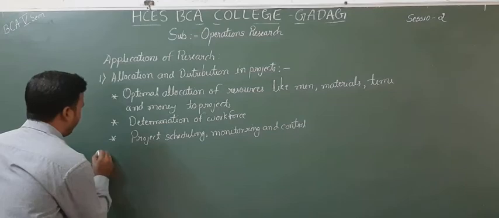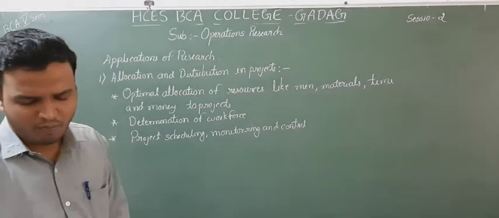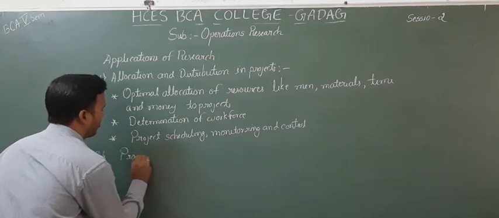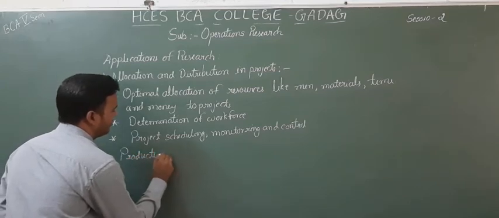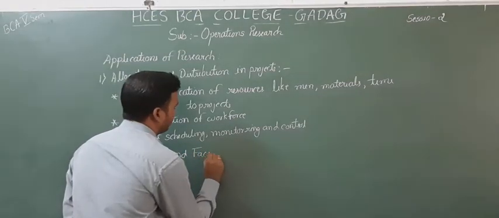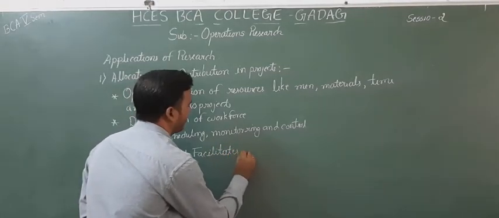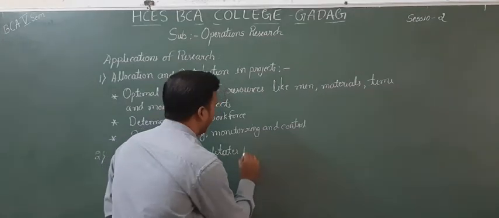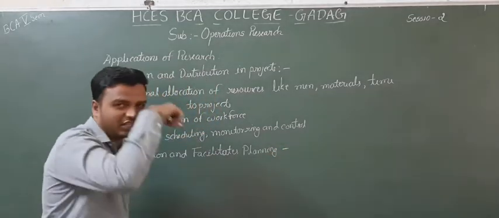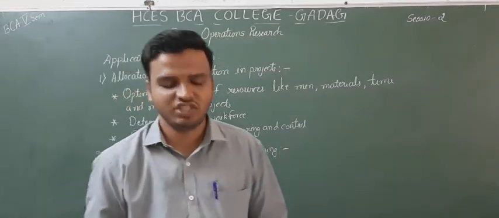The second area is production and facilities planning. It is nothing but production management. This is the second area or field where operation research is applied.